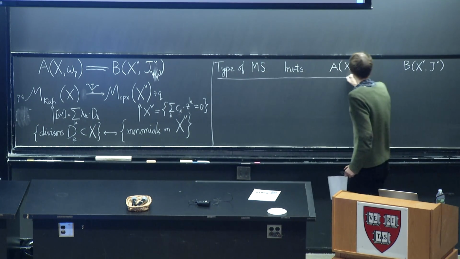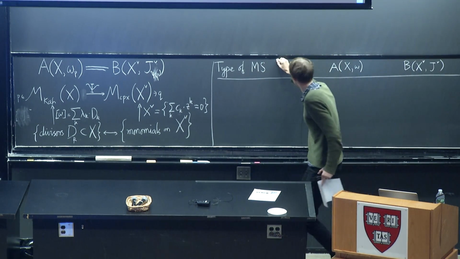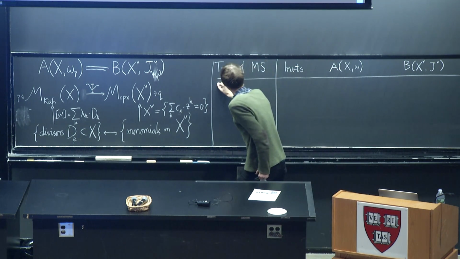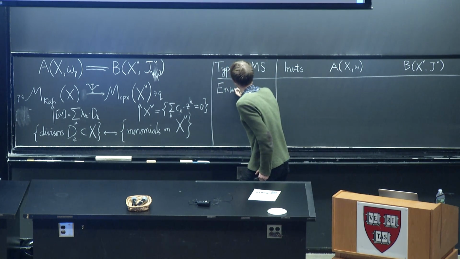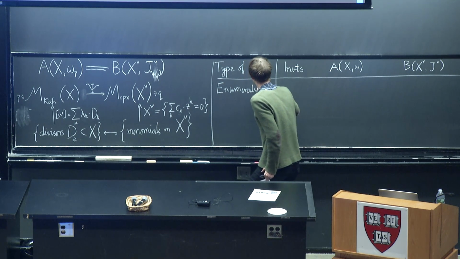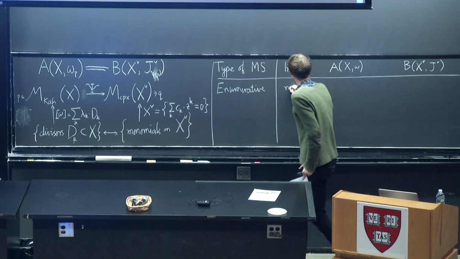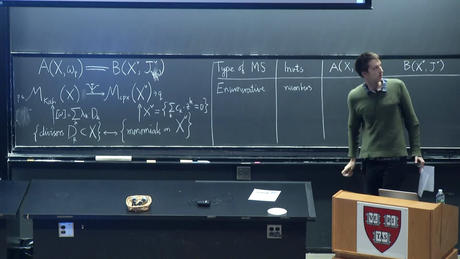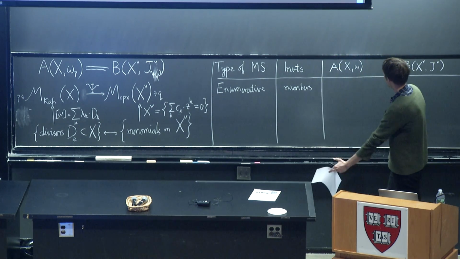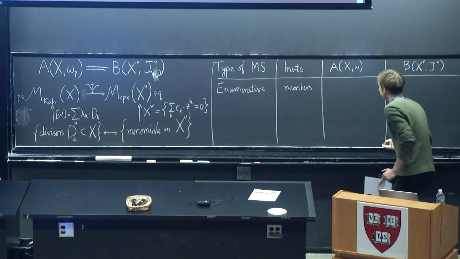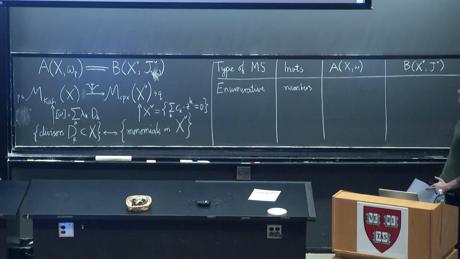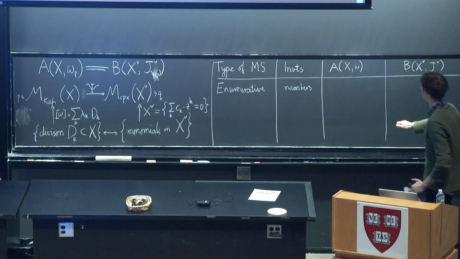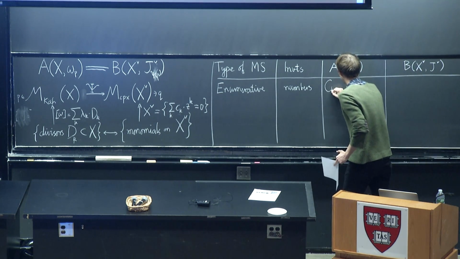So the first kind of mirror symmetry that we look at is called enumerative. And as the name suggests, the invariants we're looking at are just numbers. The numbers that we look at on the A model, the symplectic invariants, are called Gromov-Witten invariants.